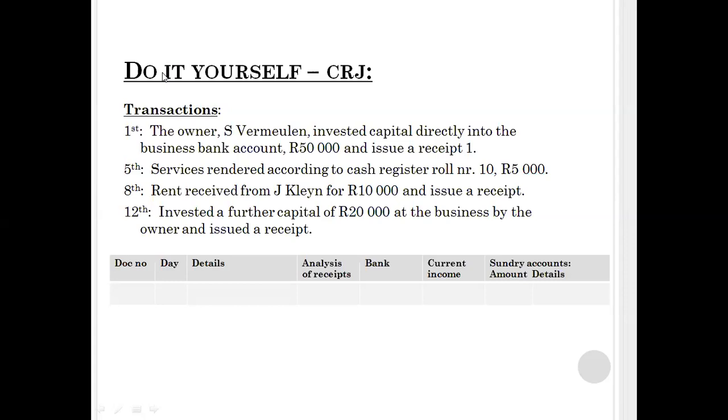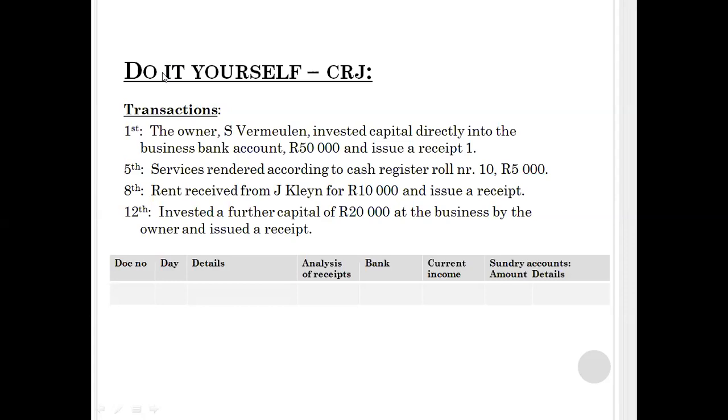On the 5th, it is services rendered according to the cash register roll number 10, 5,000 Rand. On the 8th, it is rent received from J. Klein for 10,000 Rand and issue a receipt. On the 12th, the owner invested a further capital of 20,000 in the business and issue a receipt. And then I've given you the columns there.